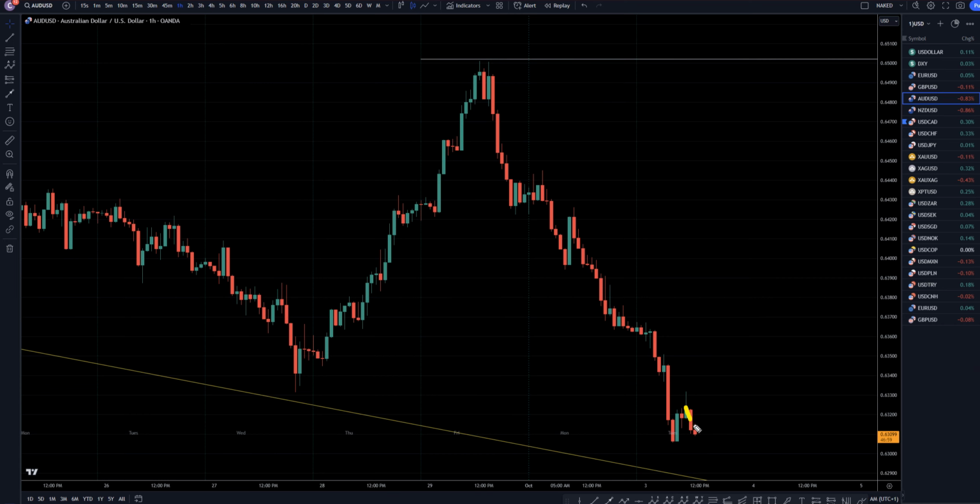But you have to be careful because the next move up could make another lower high, and it could just keep on trending down, which is why I always trade with the trend until the market tells me otherwise by breaking structure to the upside. So definitely still looking for shorts in a downtrend, at least until I get a BOS to the upside.